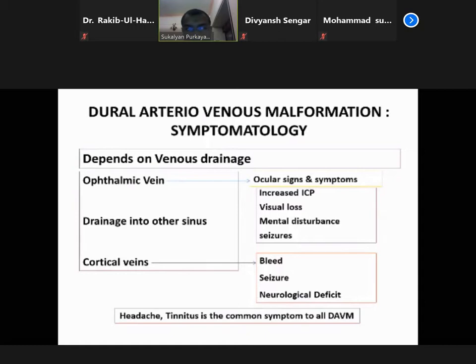Now, in case of high-grade malformations of the dural AVM, what happens? Usually, there is direct communication between the dural artery and the cortical veins. And when there is direct communication, there is a localized area of the vein where the pressure becomes very high, and they can rupture, causing bleeding. It can have seizures and neurological deficit depending on the area of involvement. And of course, the commonest feature is headache because it affects the dura. We know that dura is a pain-sensitive structure, so it can give rise to headache. And the commonest feature is tinnitus when it involves the transverse and the sigmoid sinus.